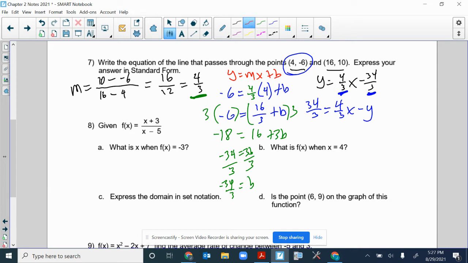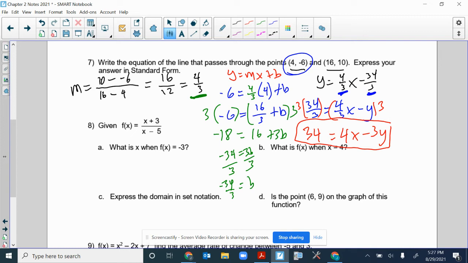And then, because I don't want a fraction, nice thing is both fractions here have the same denominator. So I'm going to go ahead and multiply everything by 3. And when I do that, I get 34 equals 4x minus 3y. And there's your standard form.